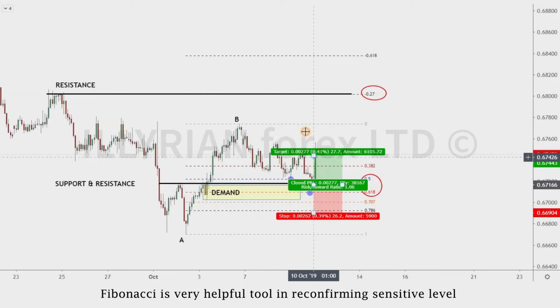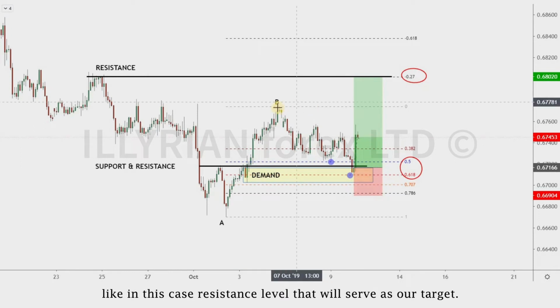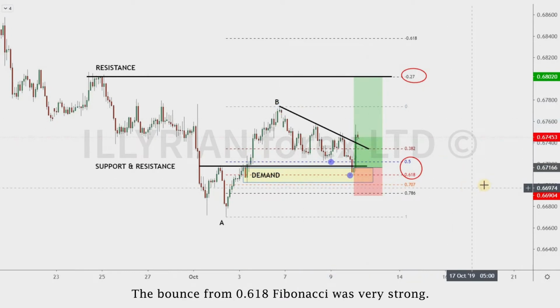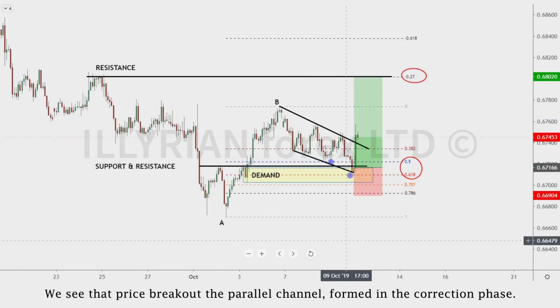Fibonacci is a very helpful tool in reconfirming sensitive levels, like in this case a resistance level, that will serve as our target. The bounce from 0.618 Fibonacci was very strong. We see that price broke out of the parallel channel formed in the correction phase.